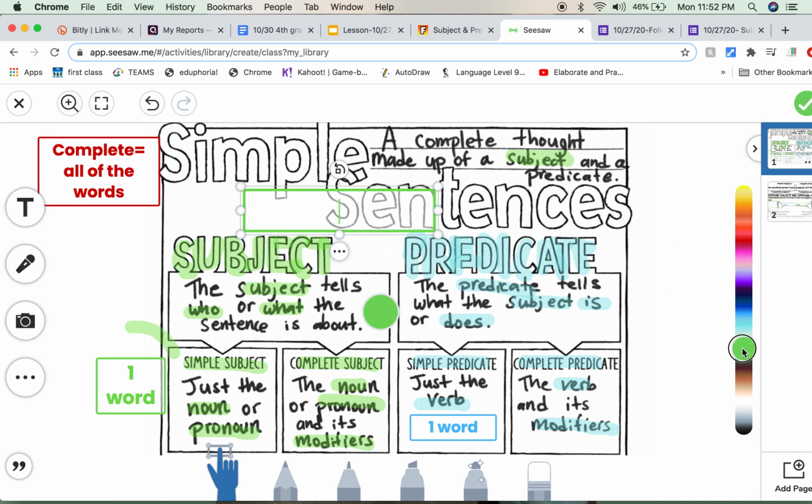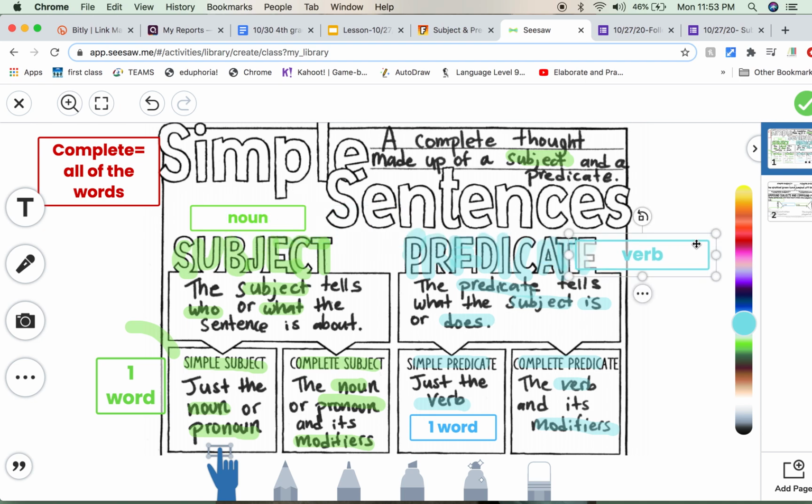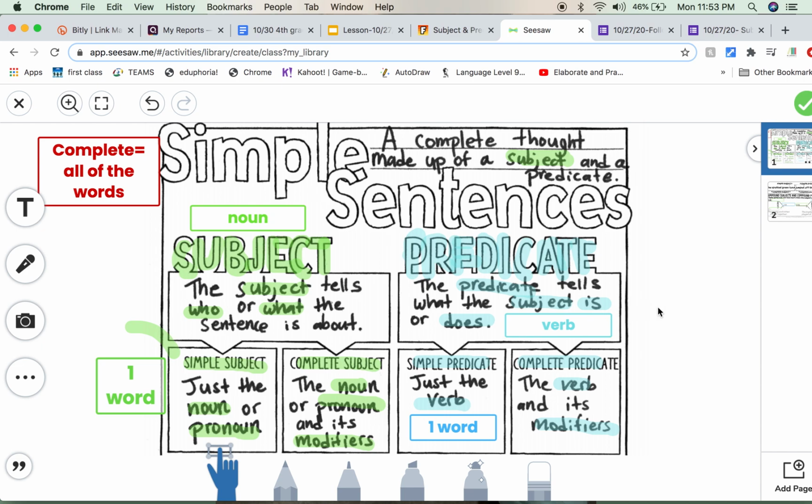This one's going to be green. And we're going to type the word noun, because the subject is the noun, the person, place, or thing. We're going to make this smaller. Then we're going to add another text box, but this is going to be blue, and type in verb, and then we're going to make it smaller, and we're going to put it in the predicate box. So remember, then we're going to get our highlighter, and we're going to highlight predicate right here.